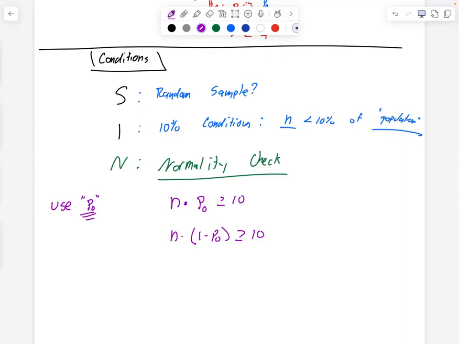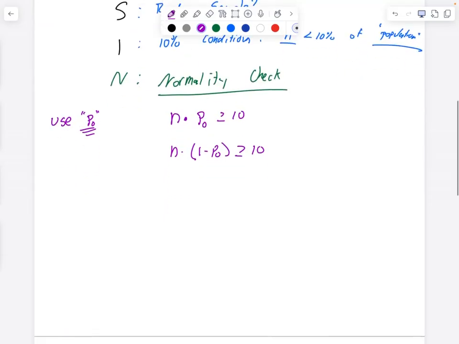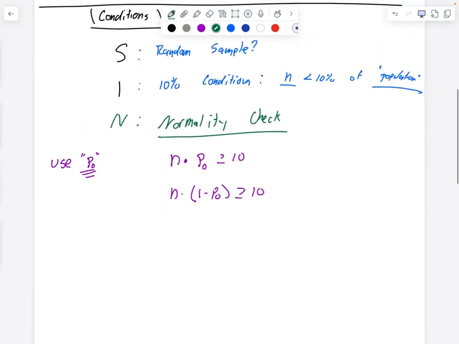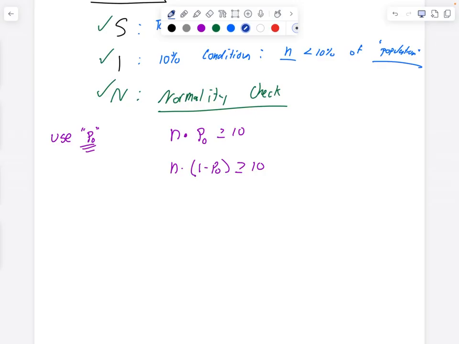There we go. Approximately normal. Yay. What's the mean? If the mean was the mean of P hat, what do you think the mean would be for this? There it is. It is P0.